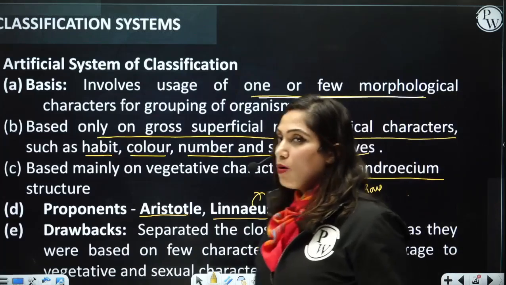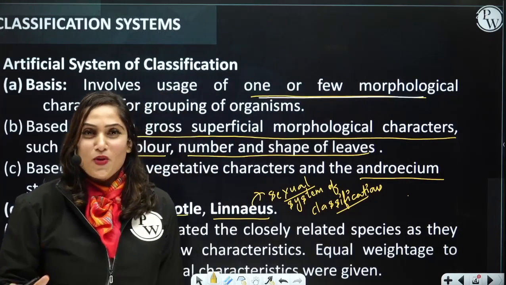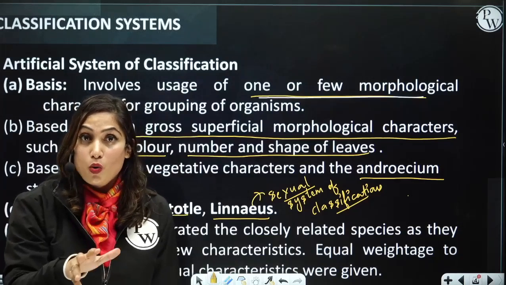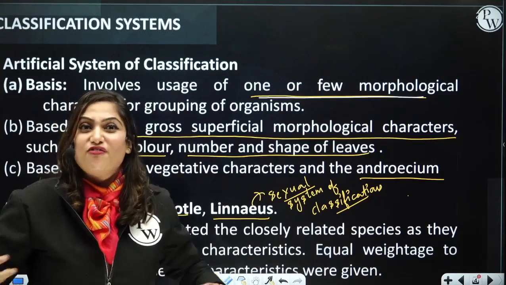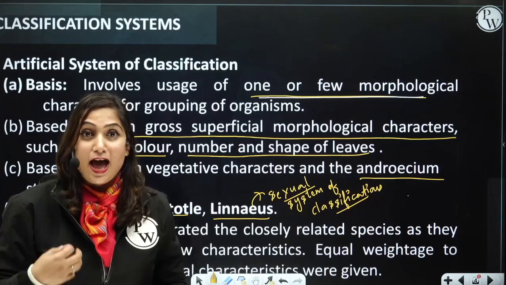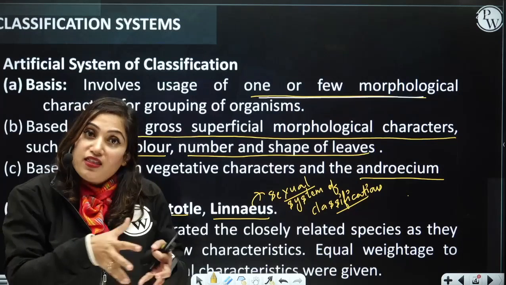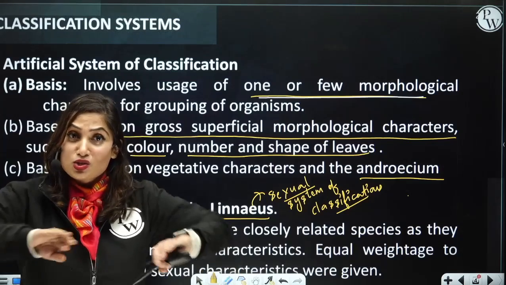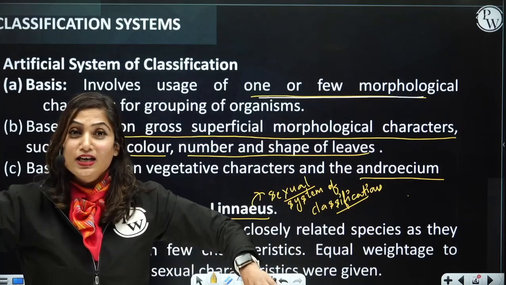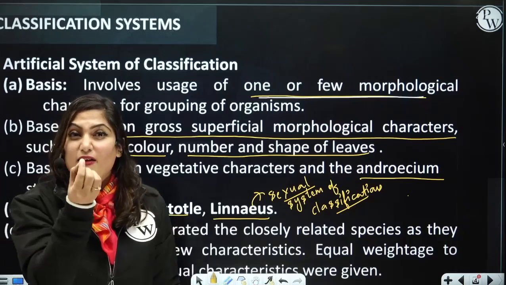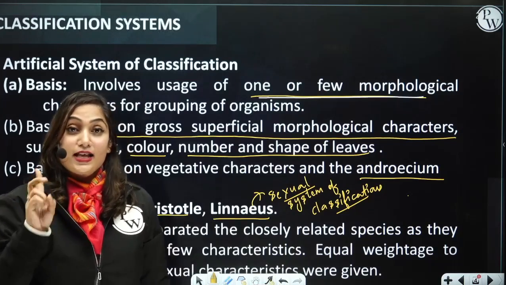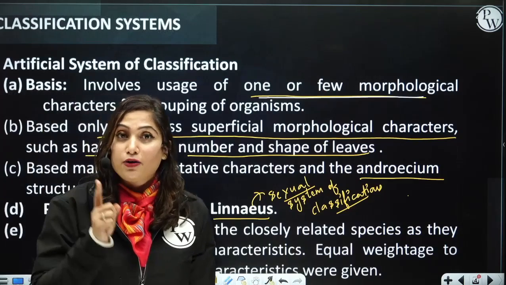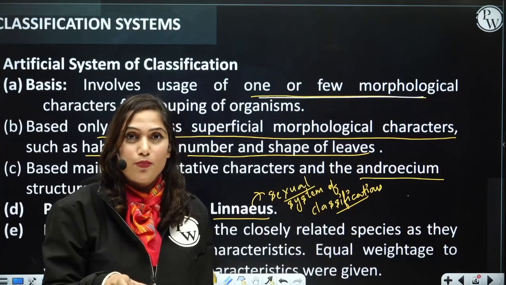Now, what are the drawbacks of this system? The drawback is that only morphological characters are taken. So the species which were very close to each other and should have been put in one group were even separated. Even closely related species were separated because the information used was very little. Okay? Then the second drawback was that this system gave vegetative and reproductive characters equal importance.